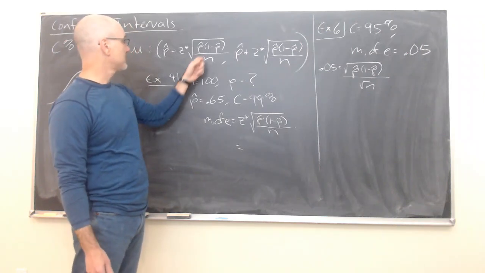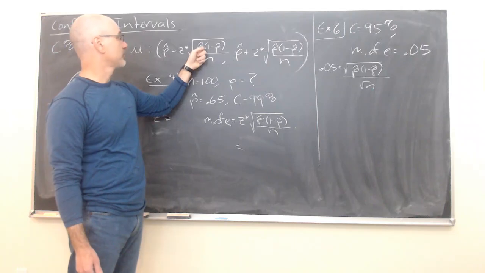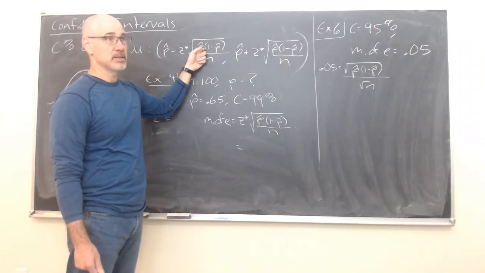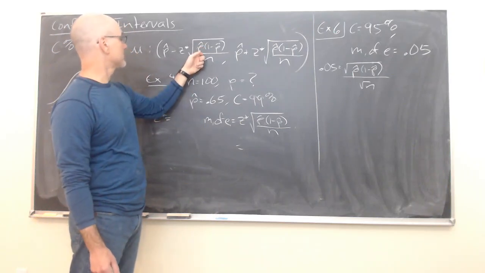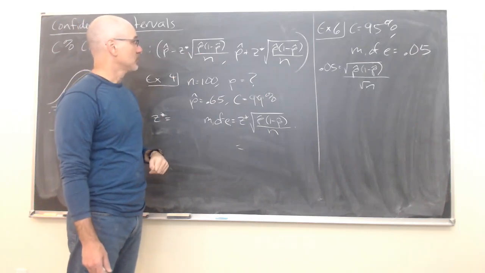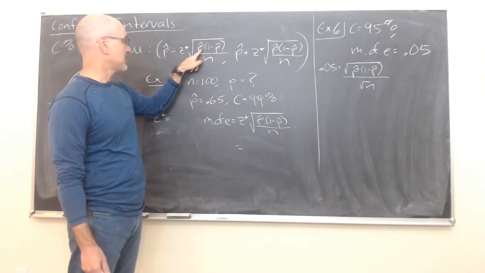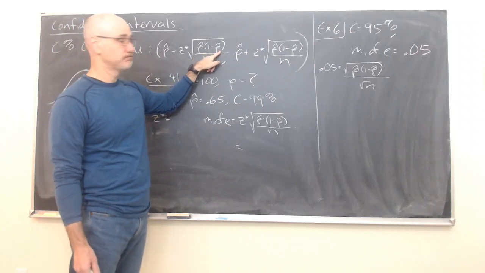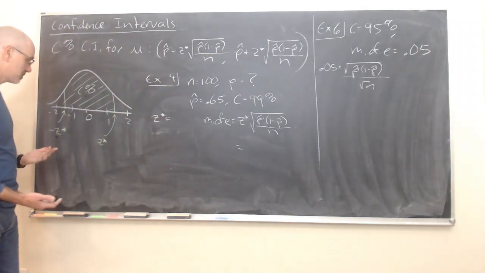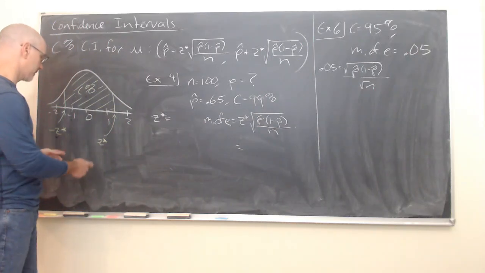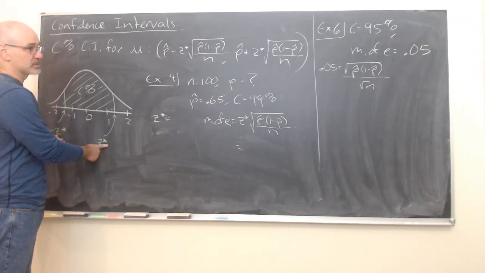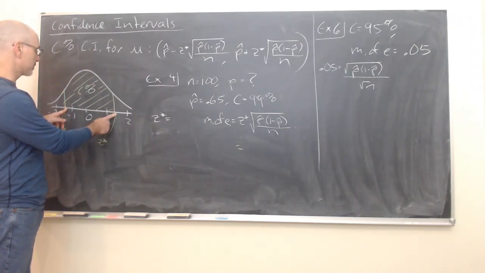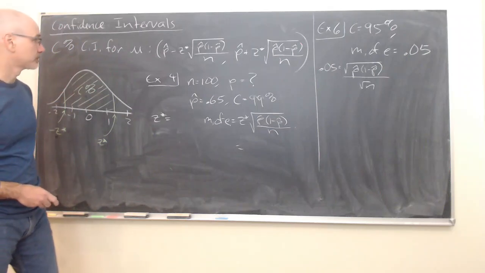So instead, we use the sample proportion to approximate the standard deviation of p hat. Where we used to have p times 1 minus p, we now have p hat times 1 minus p hat, because that's what we know. The critical value has the same interpretation as before. The z star doesn't change. It's the z-score that captures the middle C% of the area under the standard normal curve.